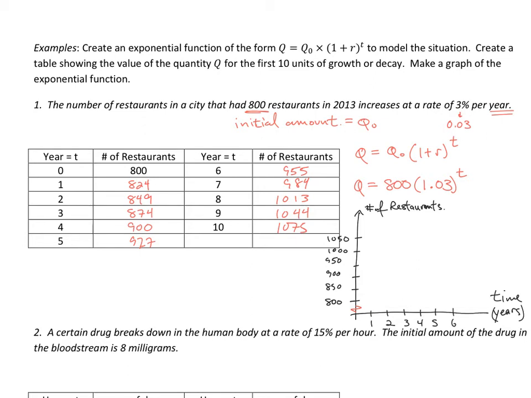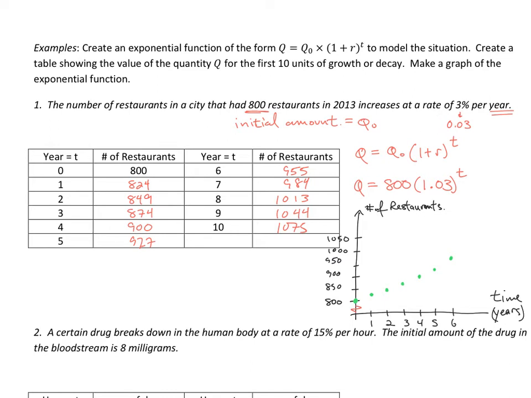So at 0 years, there were 800. After 1 year, there was about 824. 2 years, just under 850. 3 years, 874. About there. 4 years, we're at 900. 5 years, 927. And 6 years, we were at 955, so something right about there.